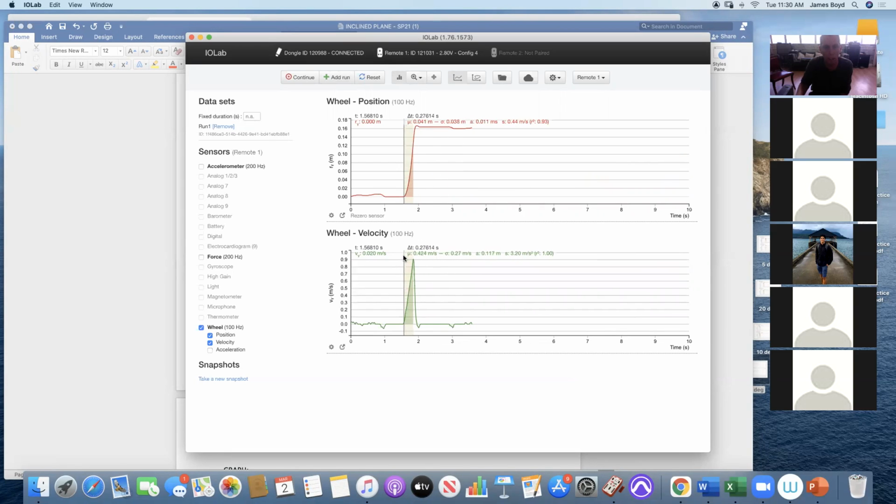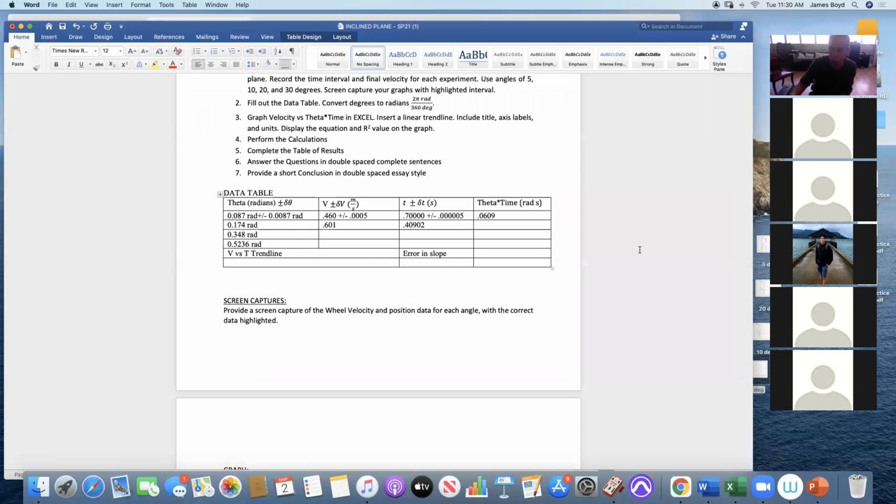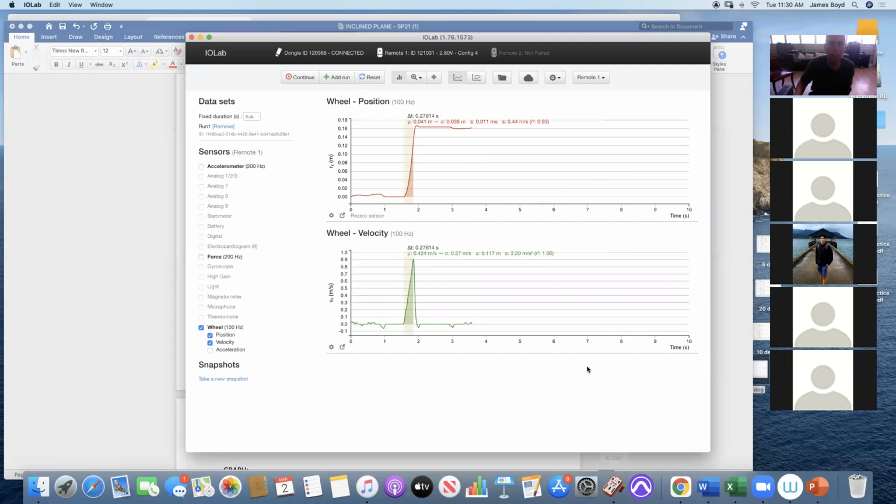So all we're getting is the time and the velocity. The velocity is about 0.892, and the time is 0.27614.